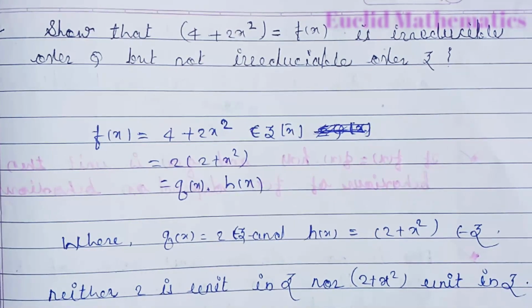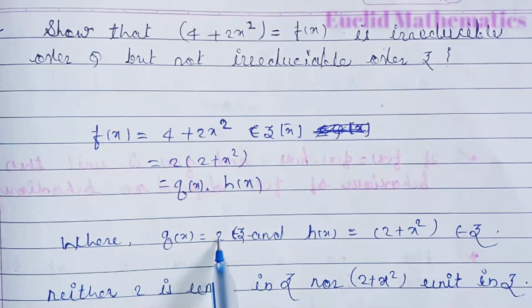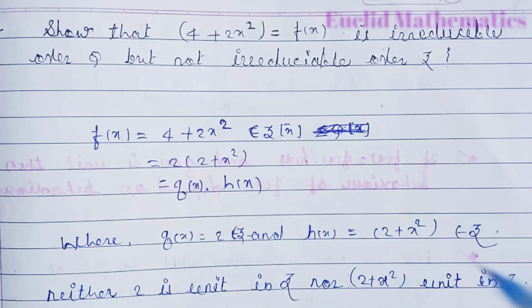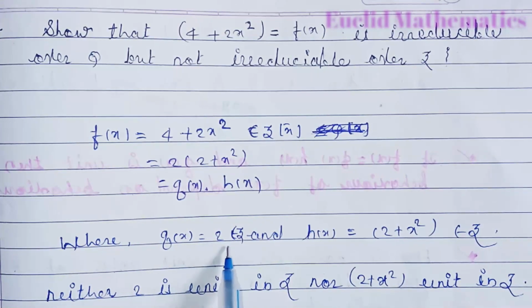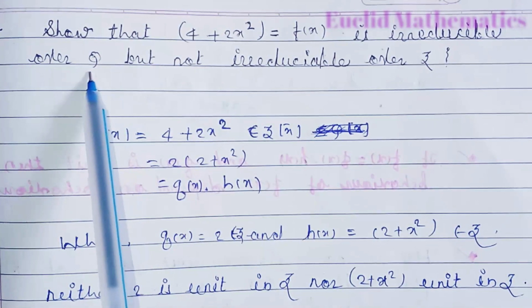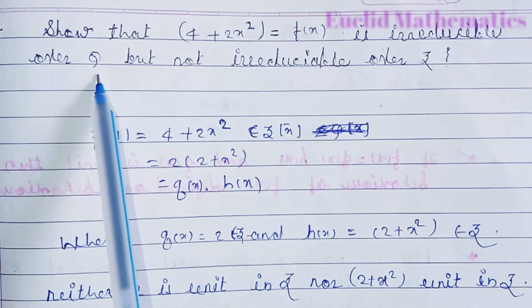Now you need to understand that we have to show irreducibility over z and over q. So we can see that 2 is irreducible over q. Why irreducible? Because one of them has to be a unit, and the definition of a unit says that every non-zero unit element has a multiplicative inverse in our given ring. Here we have q given, so we can say that 2 has an inverse 1 upon 2, which belongs to q. So it has a multiplicative inverse in q. That means 2 is a unit element in q.